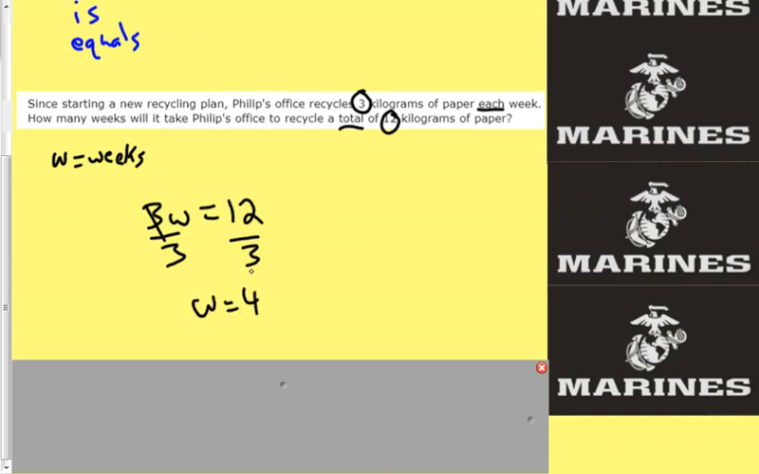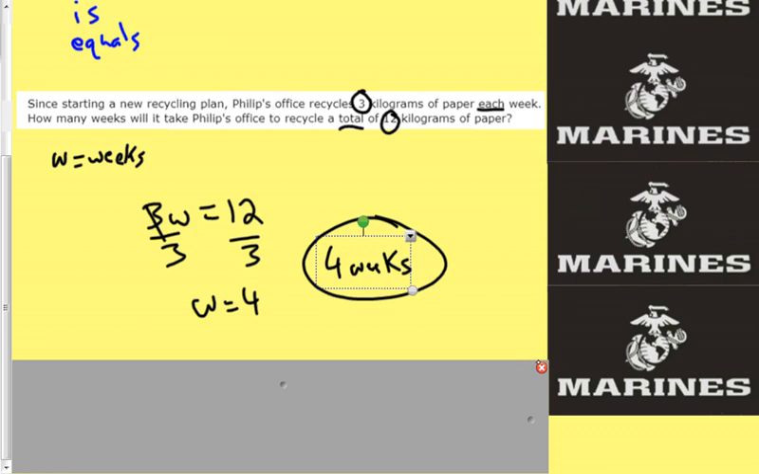Now, what does that mean for the situation? It's asking how many weeks, so we'd say 4 weeks total. And you can do a mental check. 3 kilograms for 1 week, 6 for 2, 9 for 3, 12 for 4. There you go, 4 weeks.